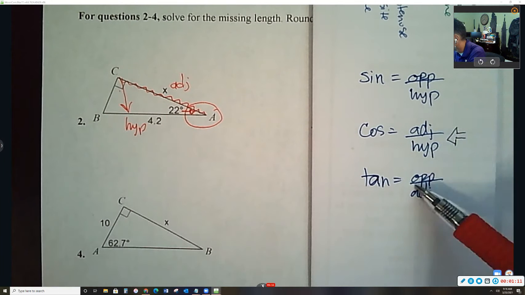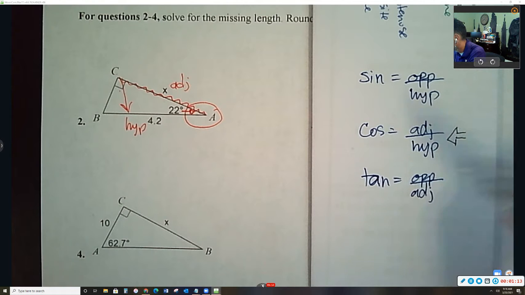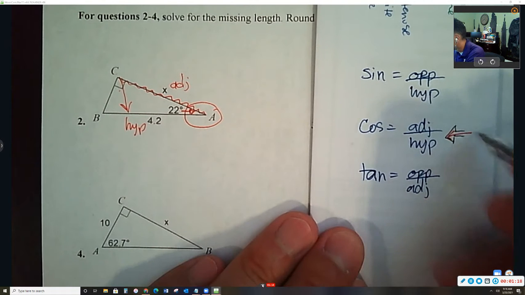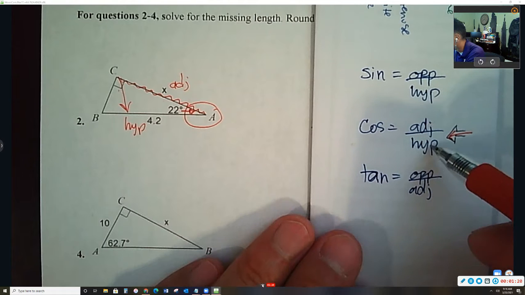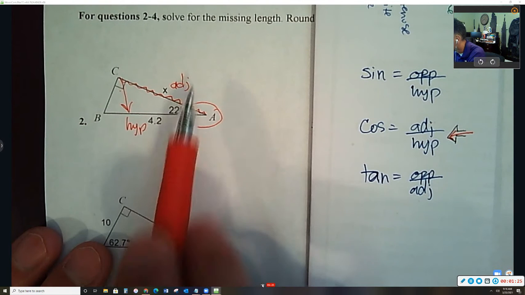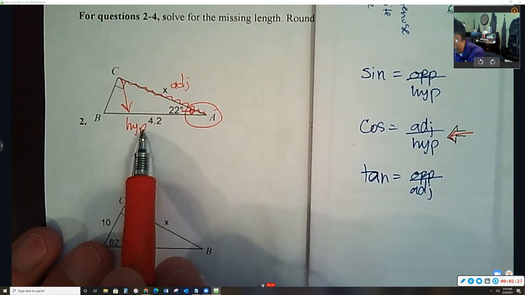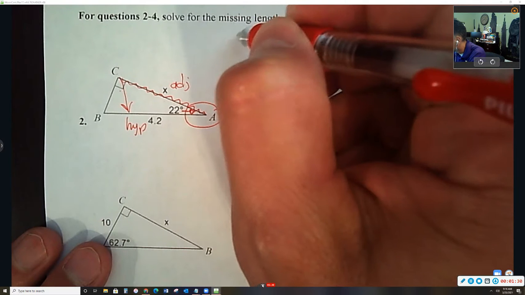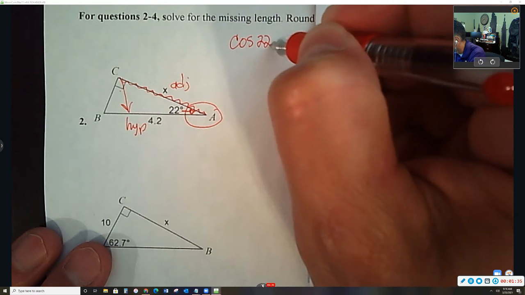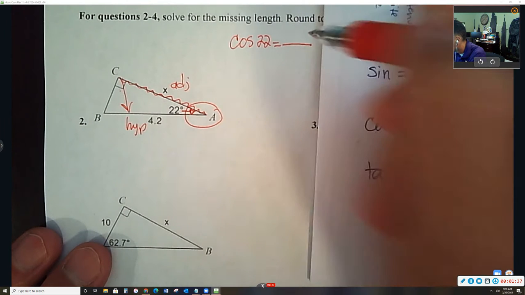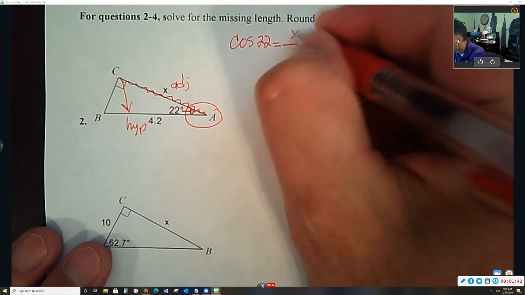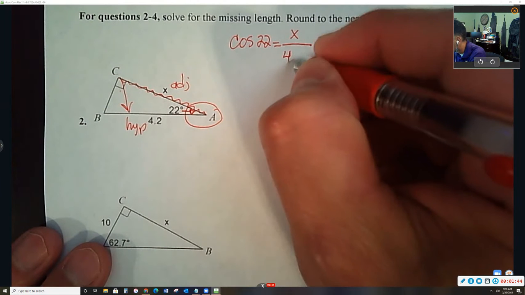But I have the sides adjacent and the hypotenuse, and then you want to look through which ratio uses the adjacent and the hypotenuse. Well, that's this one here. Okay, that's the cosine ratio. It uses adjacent and hypotenuse. So we know cosine of this angle is the ratio of the adjacent leg over the hypotenuse. So when I set up my equation, it's going to look like this. Cosine of angle A, which is 22 degrees, is equal to the ratio of the adjacent side over the hypotenuse, which is 4.2.